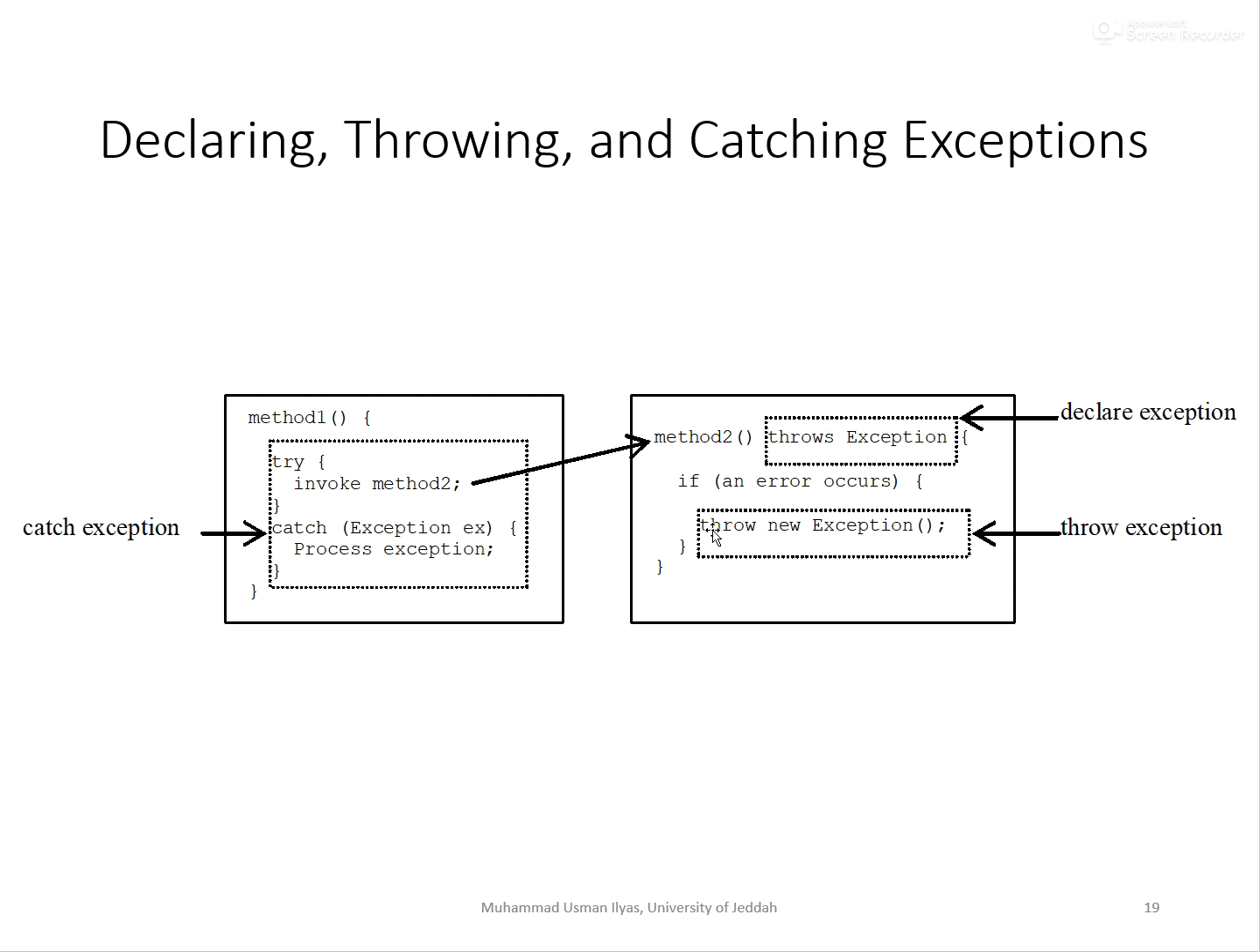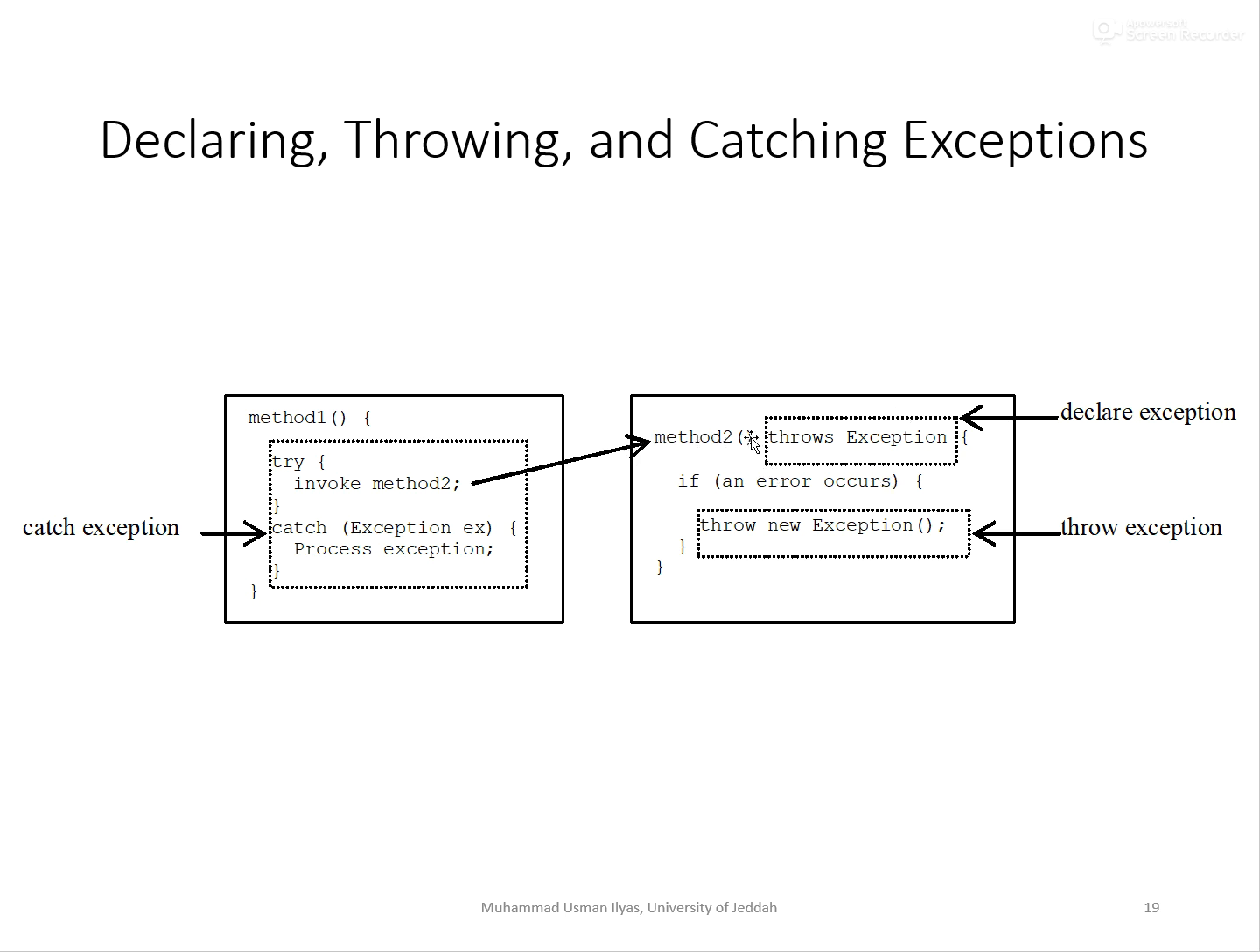Now, exceptions can sometimes also occur in methods called by other methods. So in this figure, for example, we have a method called method1, which is calling another method called method2 in its try block. And method2 can throw an exception, and you can see there's something new over here.